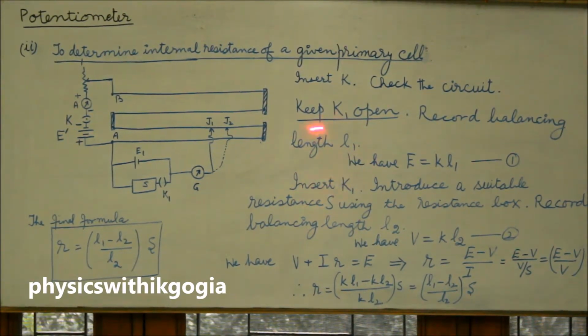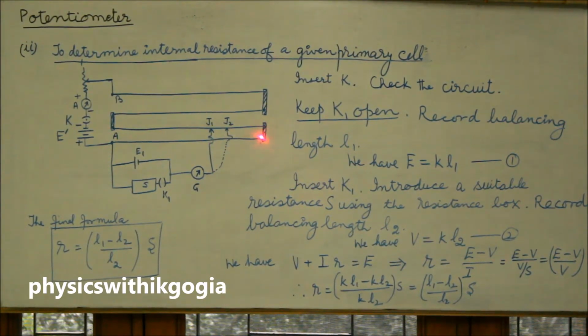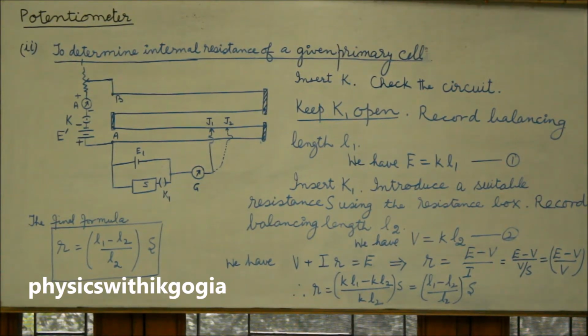And record the balancing length L1. Again take care that the balancing length should be on the second or the third wire. This improves the accuracy of the result. We have E equal to KL1. We are measuring EMF here because this circuit is open and we are not drawing any current. No current means you are measuring EMF.